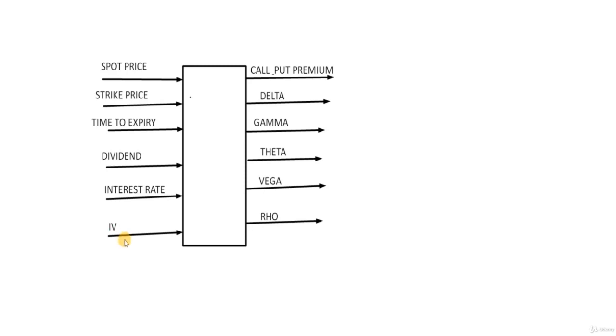Then if we fill all the values in the Black-Scholes calculator, we will get all these outputs, in which we will get call and put premium value, delta, gamma, theta, vega and rho. Let's take an example to understand it.